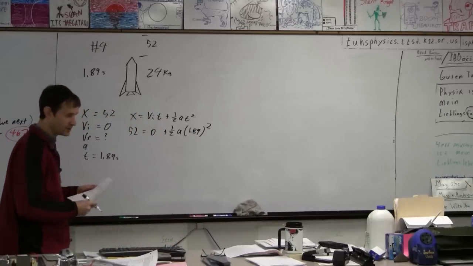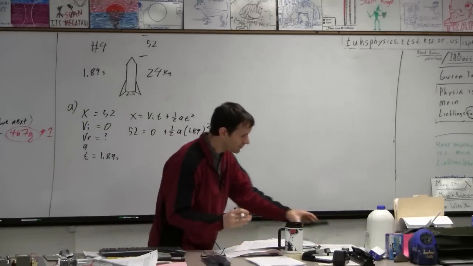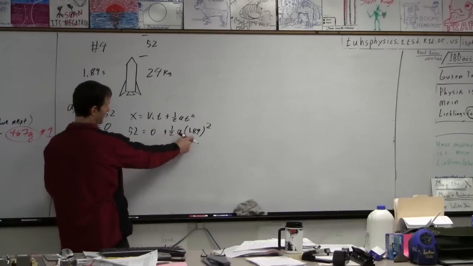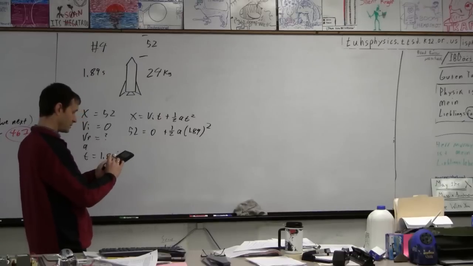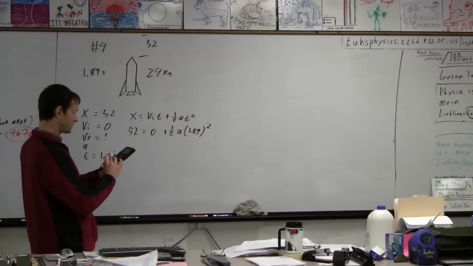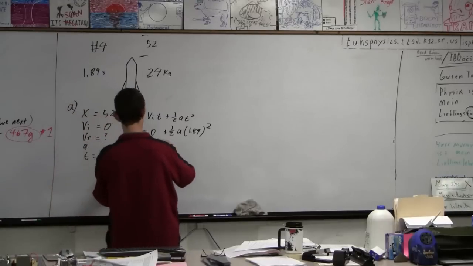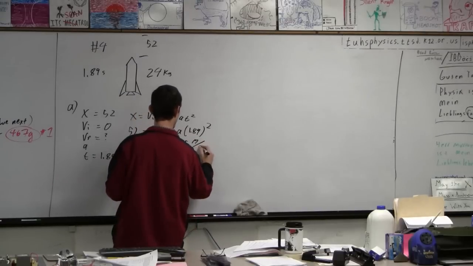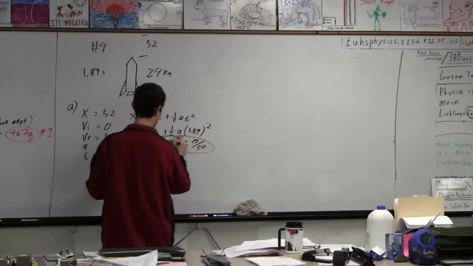Right? That makes it much more easy to solve. So we can find the acceleration. It's going to be 2 times 52 divided by 1.89 squared. So that's 29.11. We'll say 29.1145. That's way enough sig figs, right?